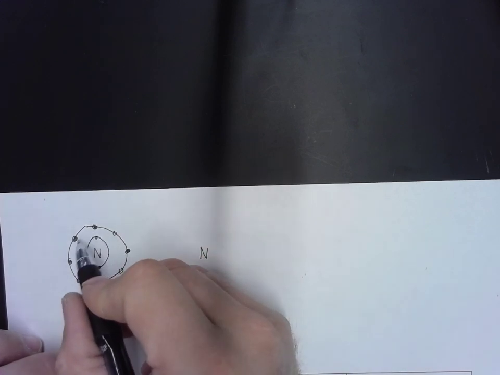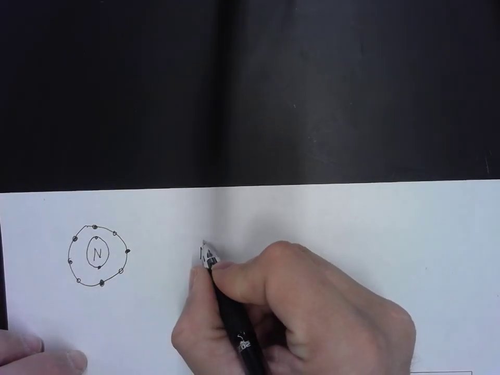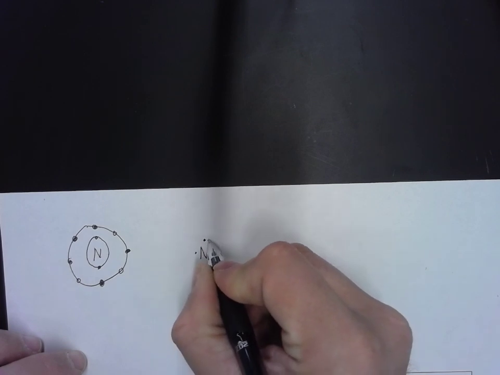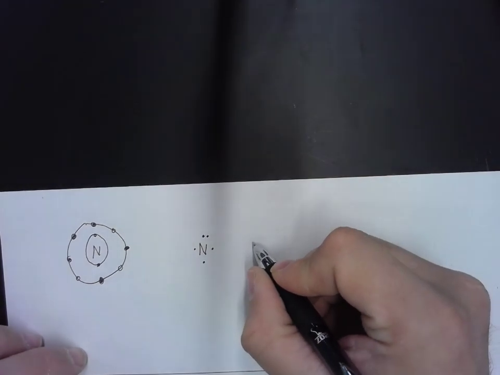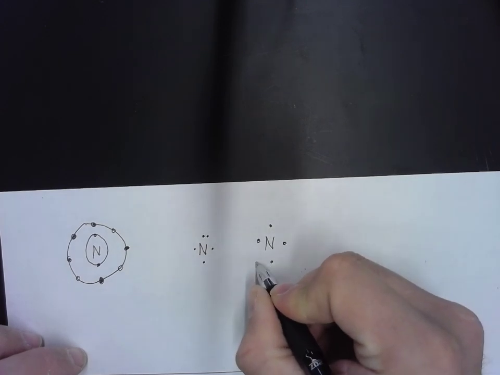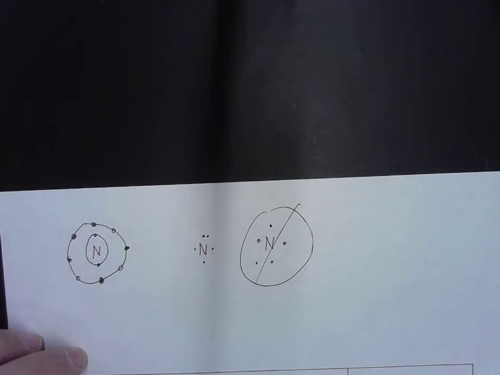So we're just going to look at the valence electrons, and we have 1, 2, 3, 4, 5 of them. So let's go ahead and do that. 1, 2, 3, 4, 5. And that's the Lewis structure for nitrogen. Now, there's rules to this. For example, you can't just place the electrons wherever you want to. That's not acceptable. That's not okay. And that's not the correct Lewis structure. Okay, so let's go ahead and look at what these rules are.